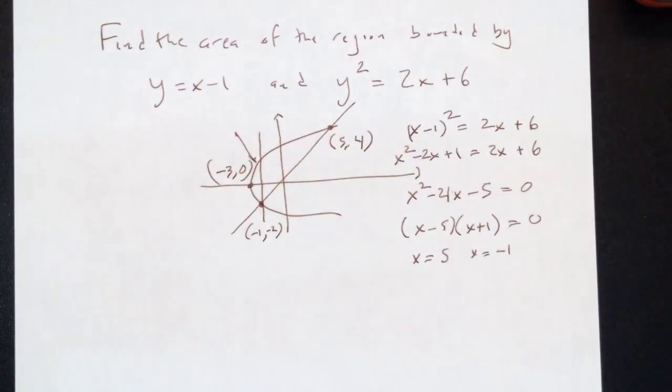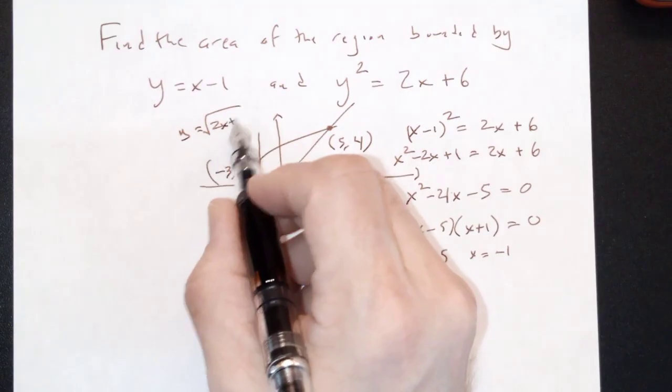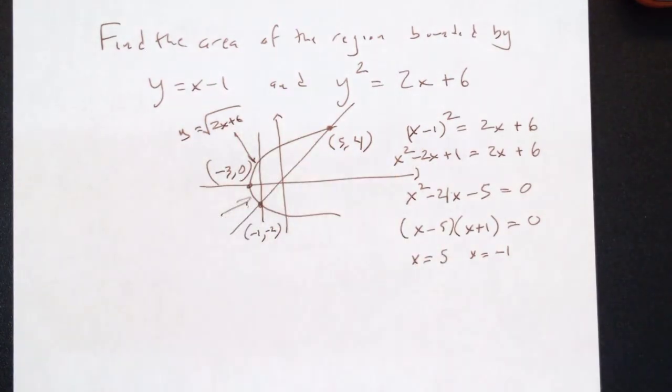What curve is that? It's the positive square root part, right? Because we're only looking at the upper curve. This is y equals root 2x plus 6. And down here, what's that curve? Ah, crap.